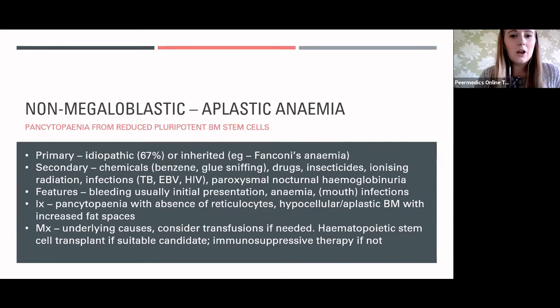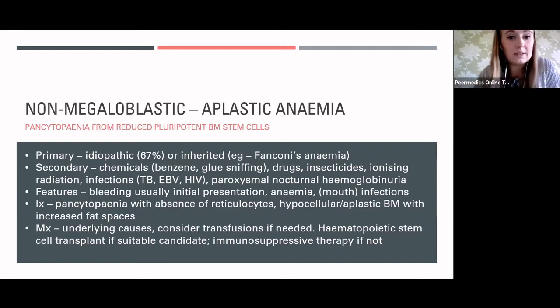Non-megaloblastic. So we're saying mostly this is caused by things like alcohol, which I'm not going to dedicate a slide to, but there are a few rarer ones that are worth a mention. So aplastic anemia is probably the main one. And aplastic anemia is a pancytopenia, which is from your count of those pluripotent stem cells in your bone marrow being cut down. So most of the time it's just idiopathic.